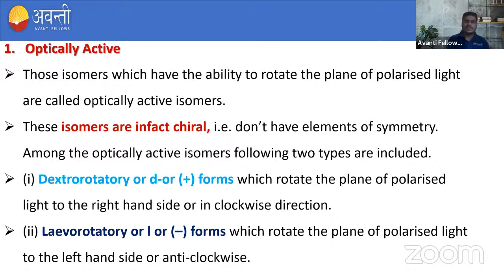So dextrorotatory means what? It rotates the plane of polarized light to the right-hand side, or the clockwise direction. And levorotatory, or L, means it rotates the plane of polarized light to the left-hand side, or anti-clockwise. Okay? So this is the definition of optically active compounds, dextrorotatory and levorotatory.